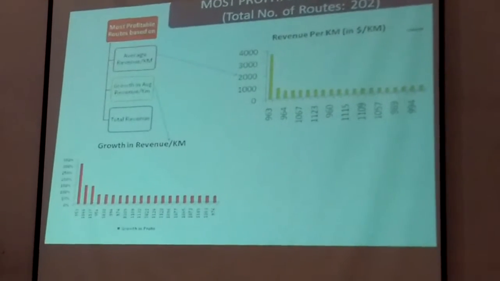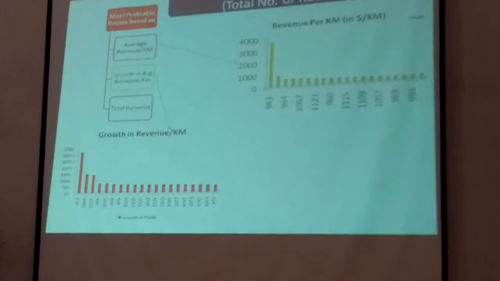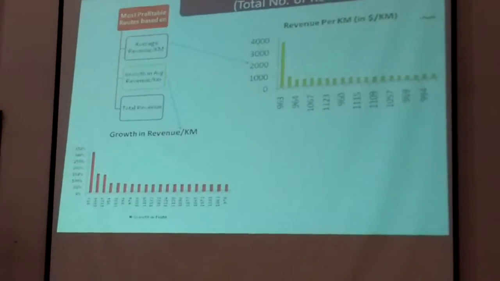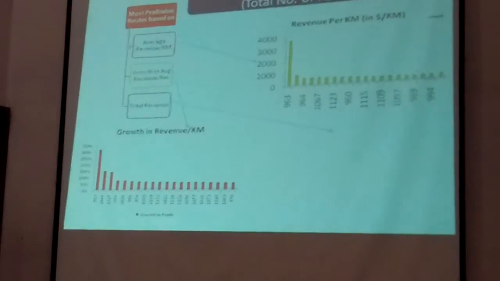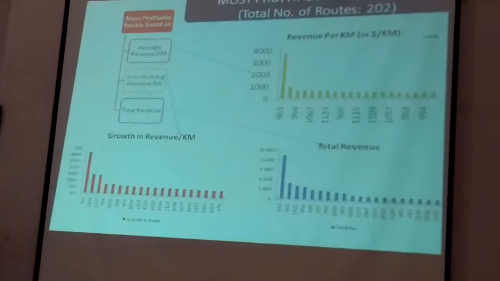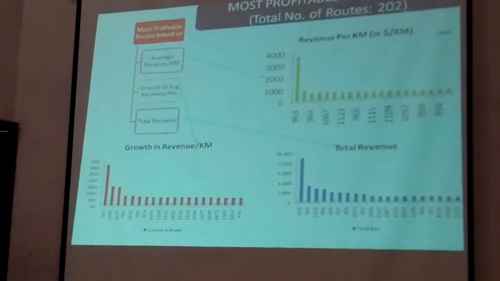And next, we are seeing the growth in average revenue per kilometer. As we can see, in some routes, the growth is over 300% over 4 years. And the last one, we have to see the total revenue for different routes. Again, the major cities comprise most of the total revenue percentage.